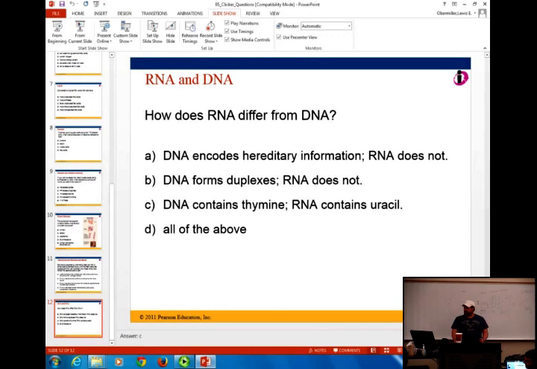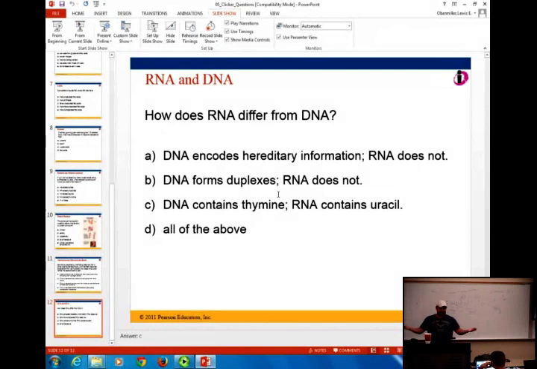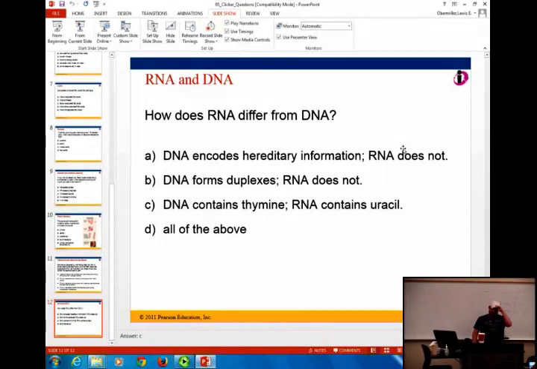Okay, so this one is, how is RNA different from DNA? Sorry, you guys have to look over that one. The correct answer is D, right? It does all of that. That's how it's different from all of them. You may not know this word, but you know what a duplex is, like a house, like a duplex. So it means it makes double strands.